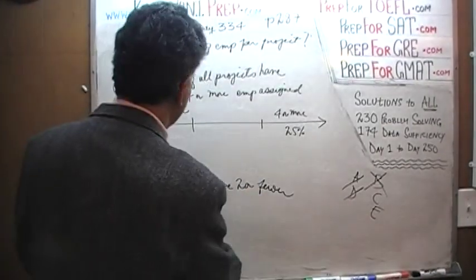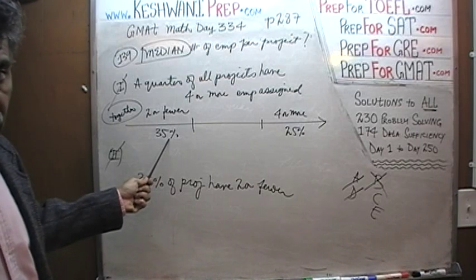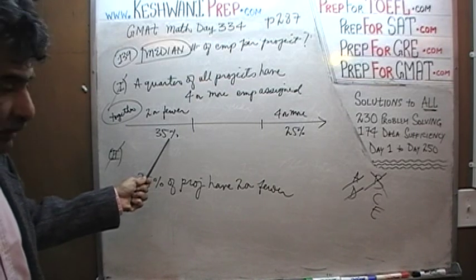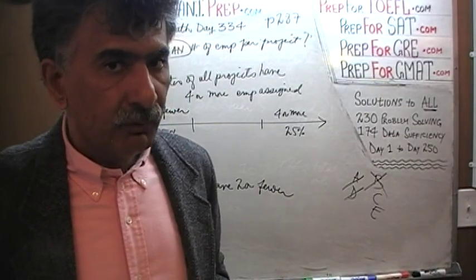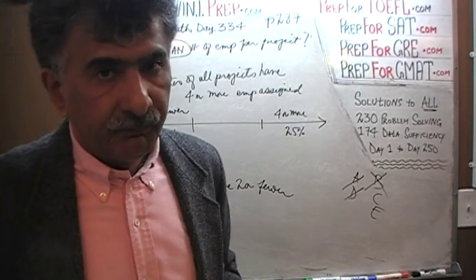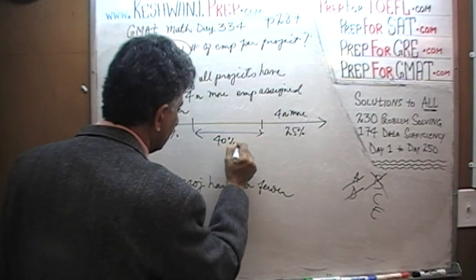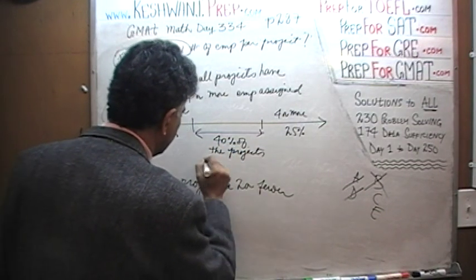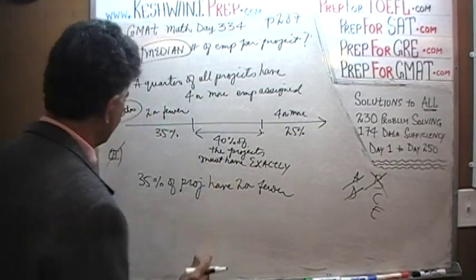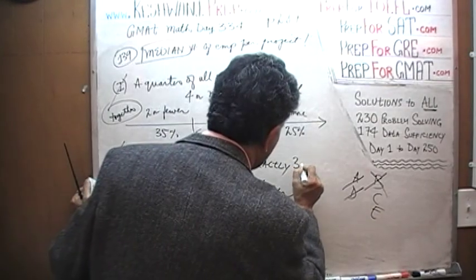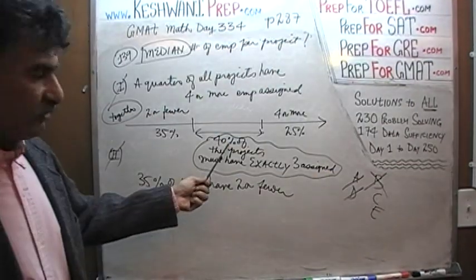Two or fewer. We put them together. This is two statements put together. If 35% of the projects have two or fewer people working on it, and 25% of the projects have four or more people working on it, that tells us that the middle 40% of the projects must have exactly three assigned. I'm going to erase this part, I need the room. So 40% of the projects must have had 3 assigned.